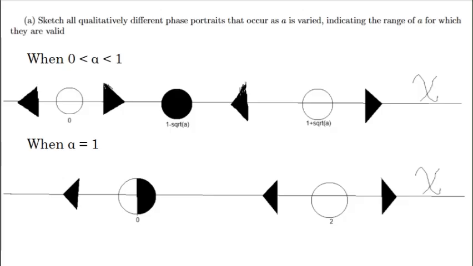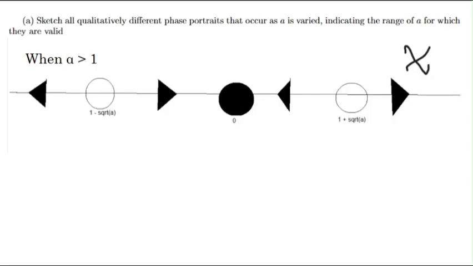When a is equal to 1, there are two equilibrium solutions. There is x is equal to 0, which is semi-stable, meaning solutions approach it from the right and move away from it from the left. And there's x is equal to 2, which is unstable, so solutions move away from it from both sides.